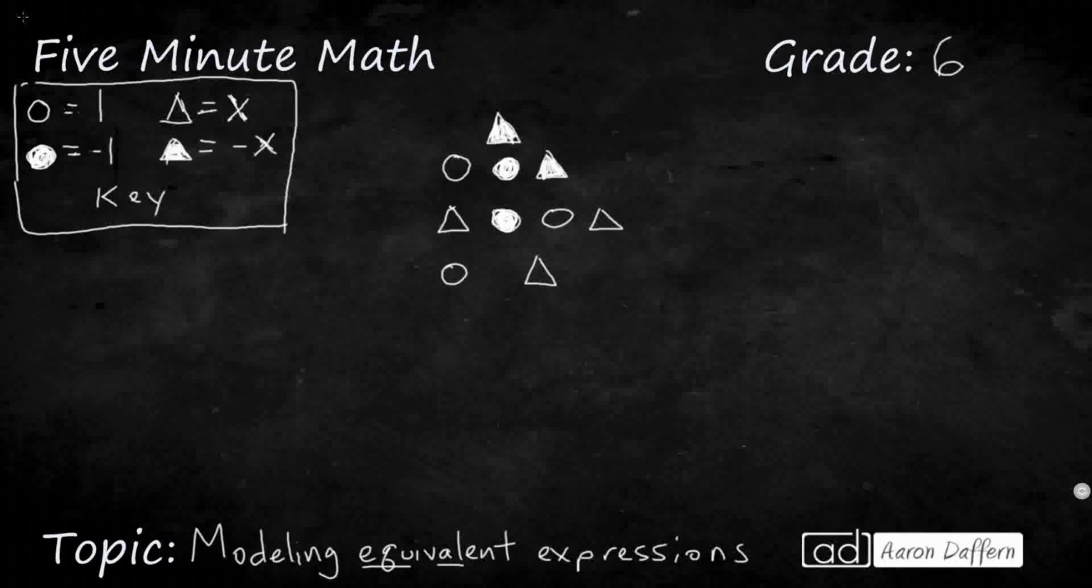Well, right now I've just got a mess of these circles and triangles. They're not in any type of order. I do see this key over here. So when we have a model like this, you're going to see a key, and you notice that the open circle is a positive 1. The open triangle is positive x. But if it's closed or filled in, it's a negative 1 or a negative x. So that's going to be our key.